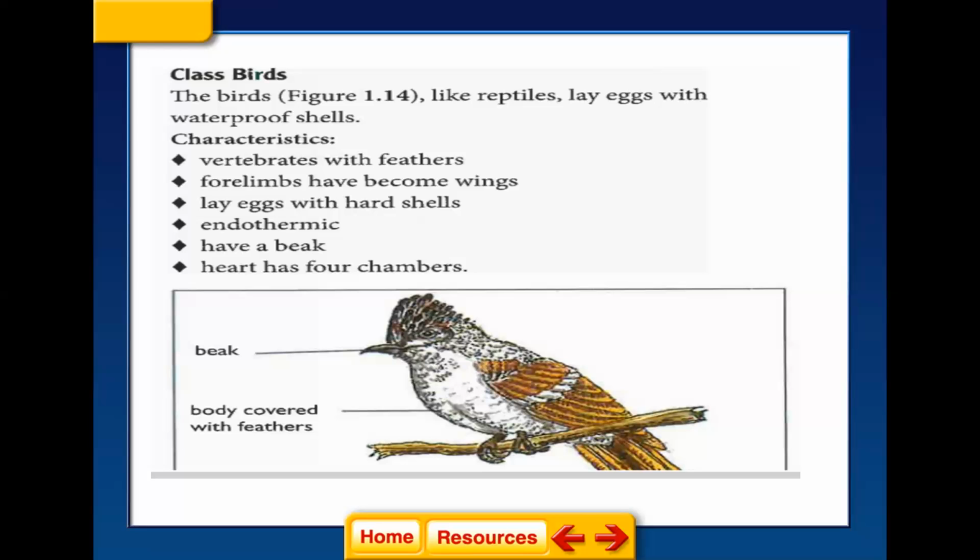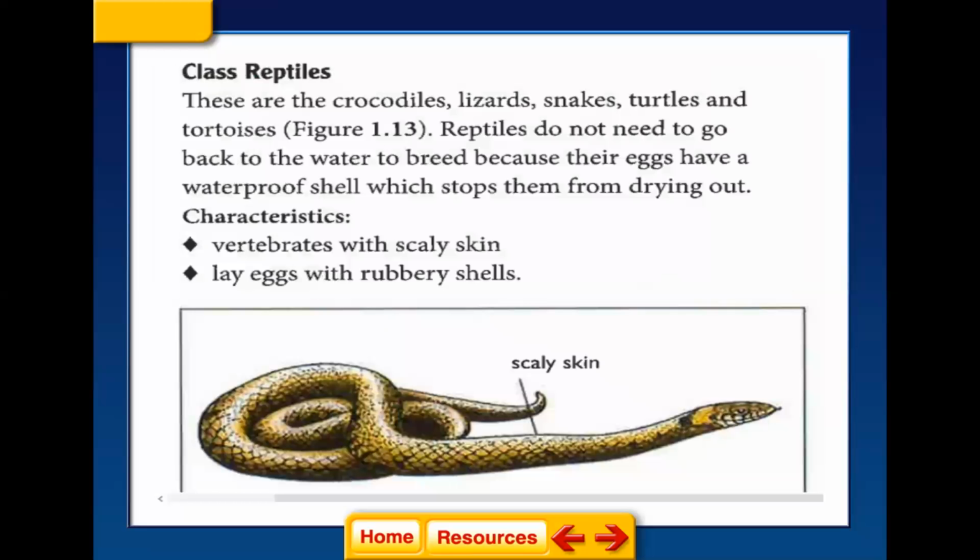Back to birds, they have a beak. They have a heart with 4 chambers, unlike amphibians and fishes. Fishes have only 2 chambers. Amphibians, the adults, have 3 chambers. Most reptiles have 3 chambers, and only a few of them have 4 chambers. And it's better, of course, to pump more blood and release energy.